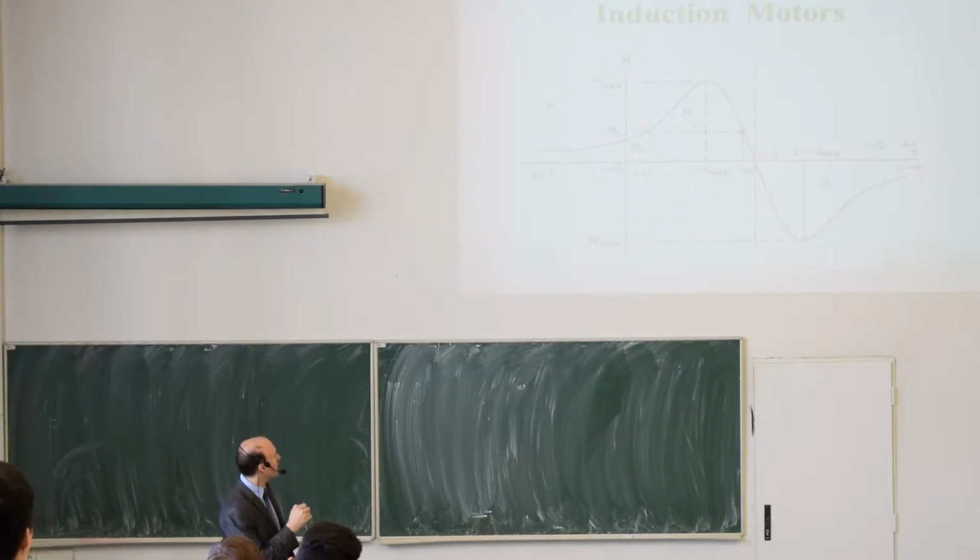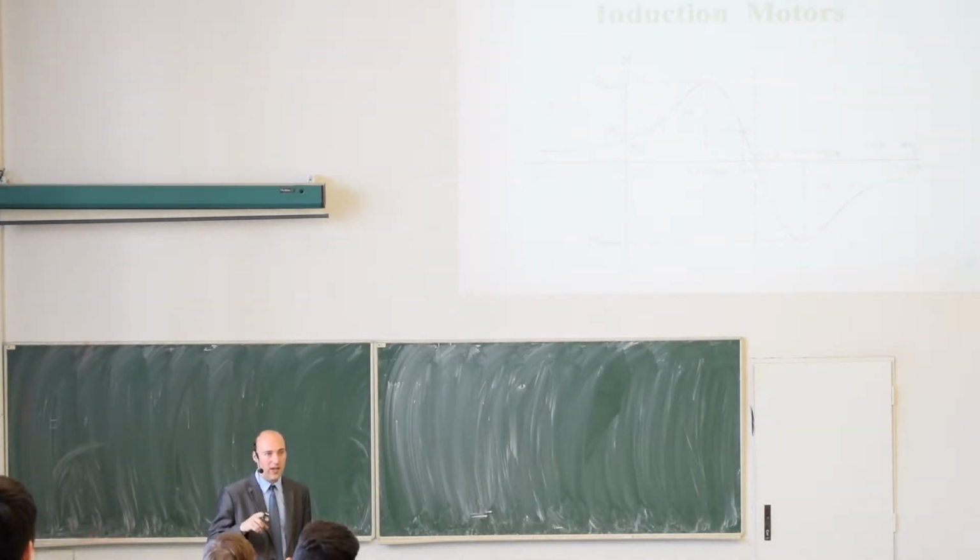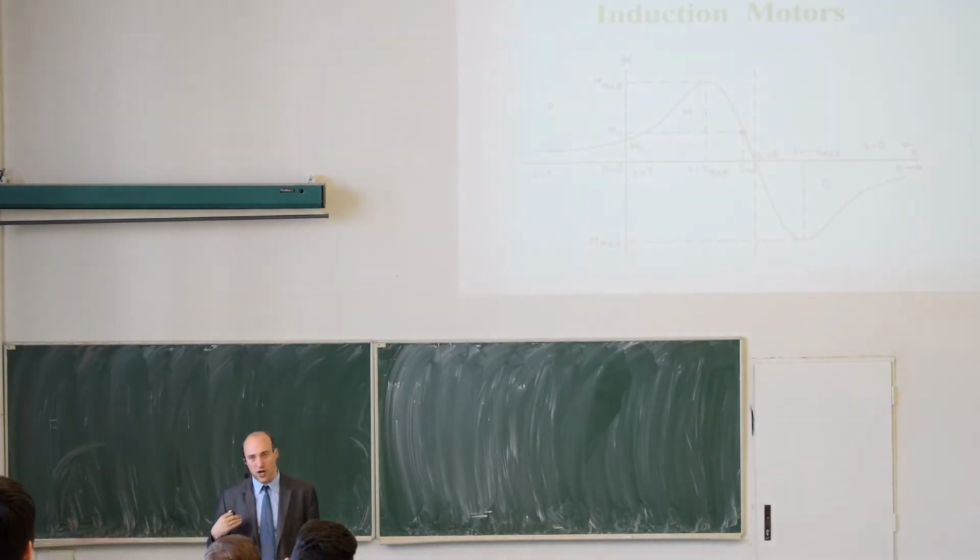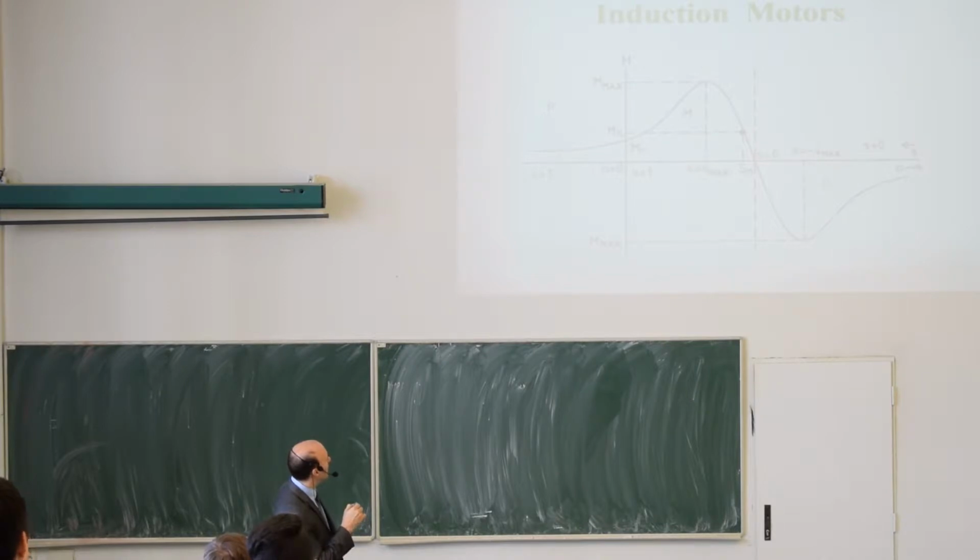In this first quadrant, the machine works as a motor. You apply electrical power, and you take mechanical power from the shaft. This is synchronous speed, and this is standstill. We see that here we have the operating point, and here we have the maximum torque.